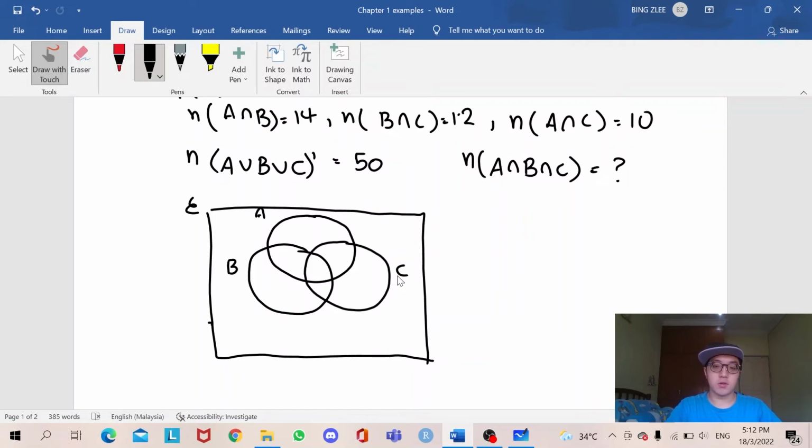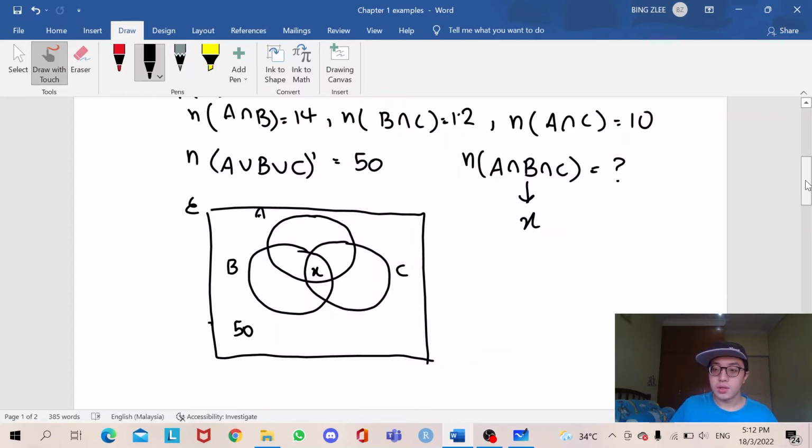So that we can solve it. If you have learned algebra before, we would denote this as x. All right, so in the most middle part here, which is A intersect B intersect C, we will put this as x. This is something that we still don't know and we are to find it out. The second one here is the number of elements of A union B union C prime is 50. So we know that everything outside here is 50.